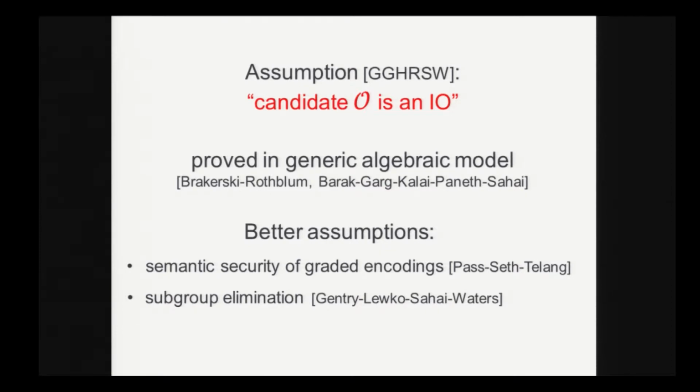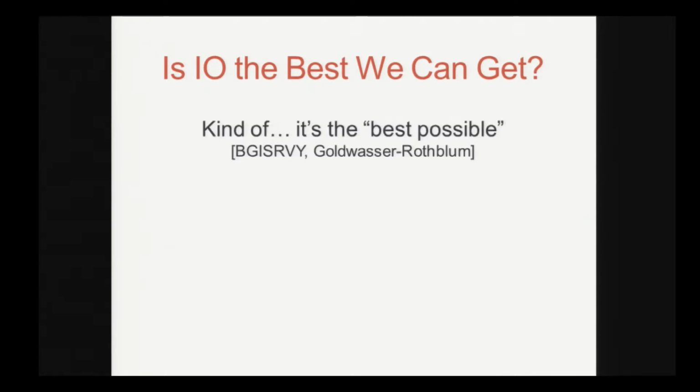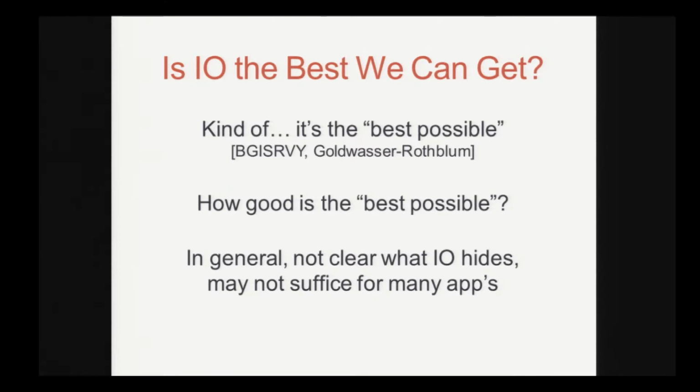But at the same time, we should also ask ourselves whether IO is really the best thing that we can get here. Perhaps this candidate can satisfy more. Now, this is kind of a tricky question, because formally, we do know that IO is in some sense the best possible. It hides whatever the best possible obfuscator would. So perhaps we need to rephrase the question and ask, how good is the best possible? Because the thing is that as an obfuscation notion per se, it's not really clear what IO hides. And whenever we use it, typically, we have to work kind of hard. And it may very well not suffice for many of the applications of the more intuitive VBB notion.